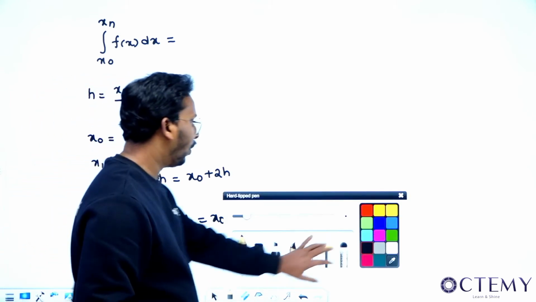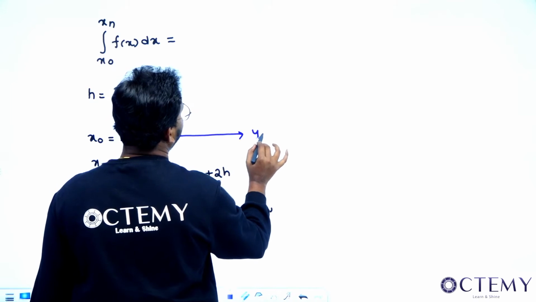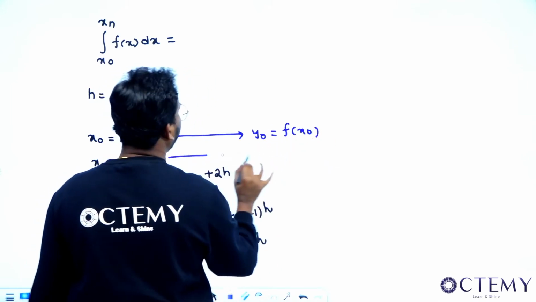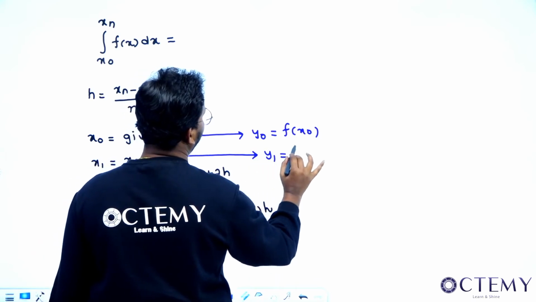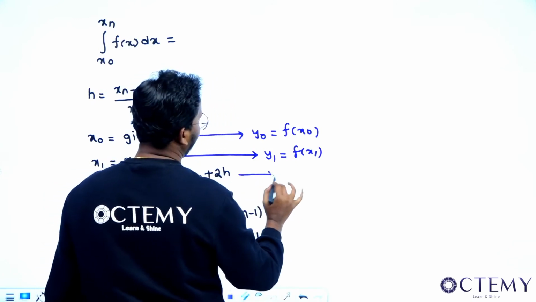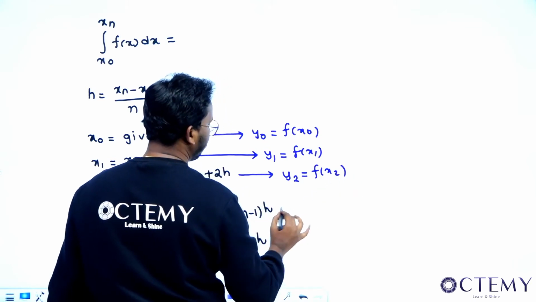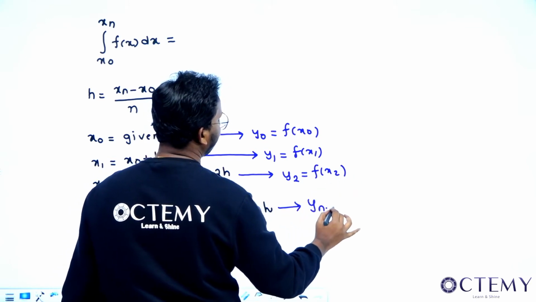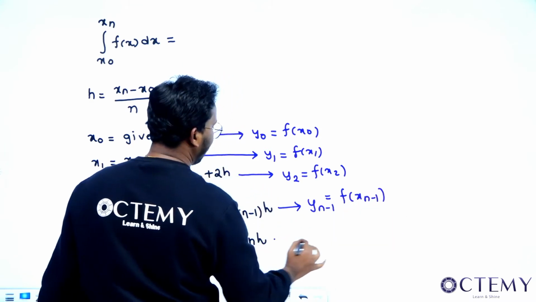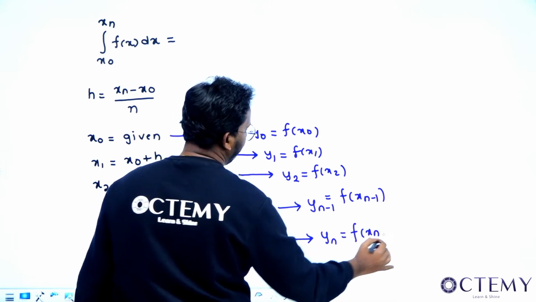Now you know all the x's. Now you have to find y0, sir. How will you get y0? y0 is simply f of x0. y1 will be simply f of x1. The function will be given to you; you put the values in it and you will get them. Similarly, y2 is f of x2, and you can form a table also, sir. Your yn minus 1 will be equal to f of xn minus 1, and yn is equal to f of xn. You substitute all these values.